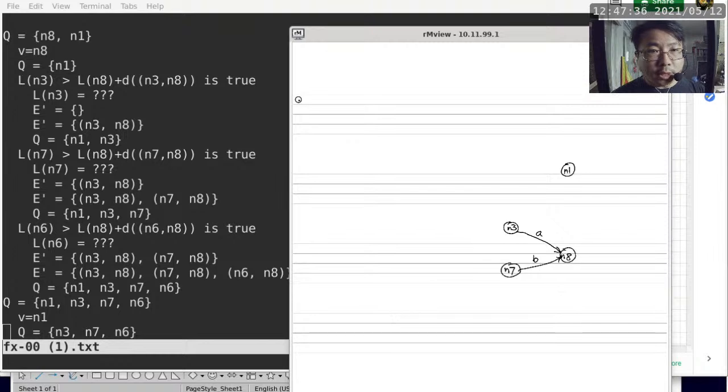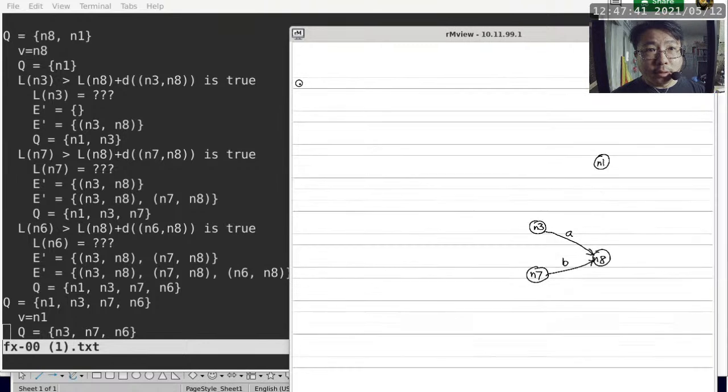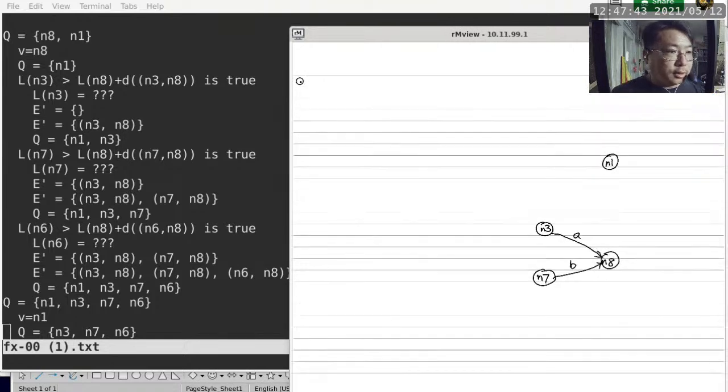Let's see. I can actually make this a little bit longer. I wasn't making use of as much area as I can. Okay, this is good. So now we can use more area. And we also have N6 going to N8. Sorry, N7. Erase. So we have N7 also having an edge to N8. We'll call the distance of this one C.